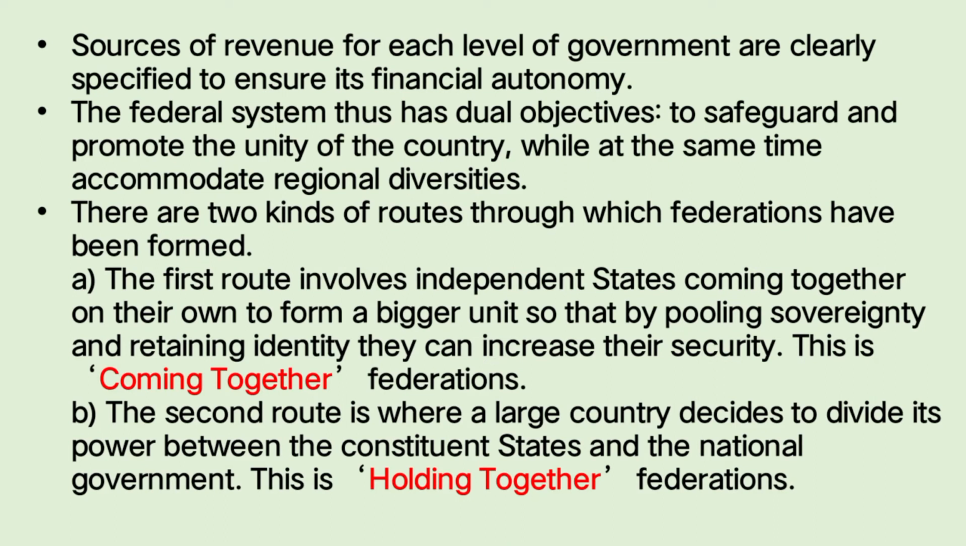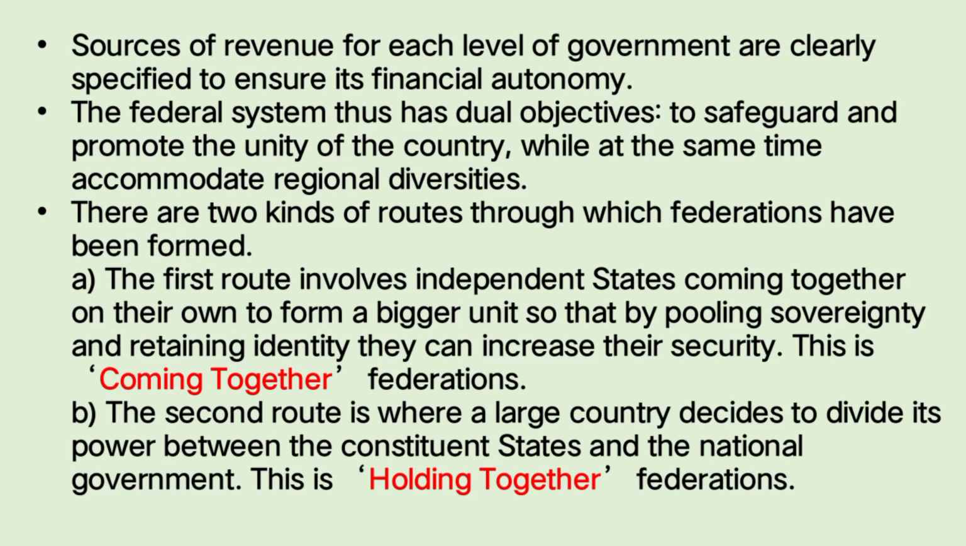So, sources of revenue for each level of the government are clearly specified to ensure its financial autonomy or independence. Federalism thus has dual objectives: one, to safeguard and promote the unity and integrity of the country; and on the other side, to accommodate regional diversity. A country with so many diversities, ethnicities, languages, everybody has to be accommodated here.